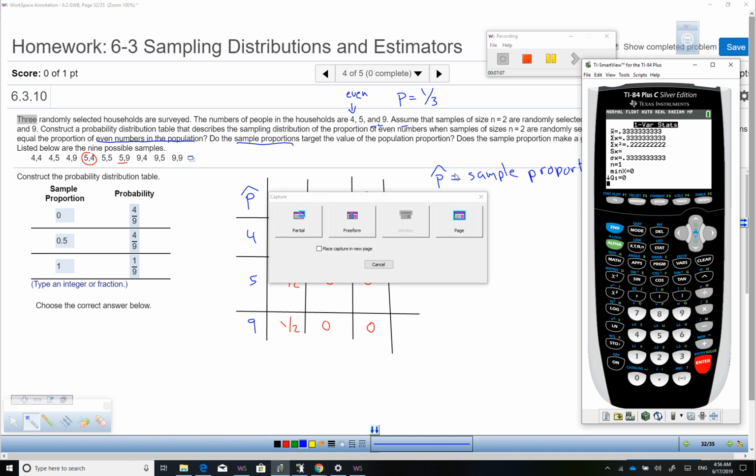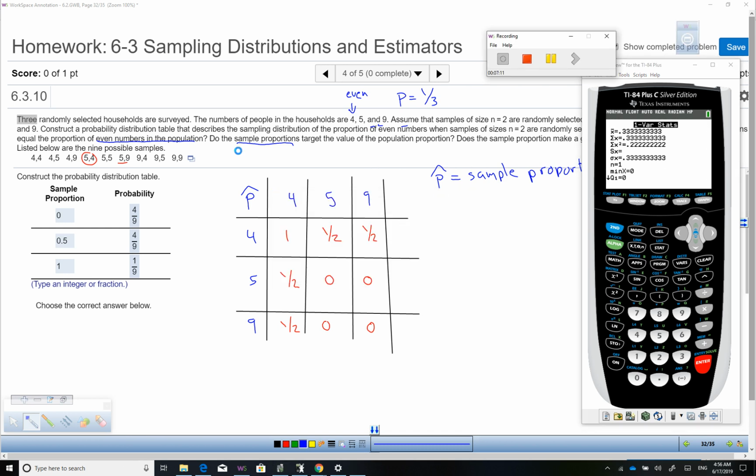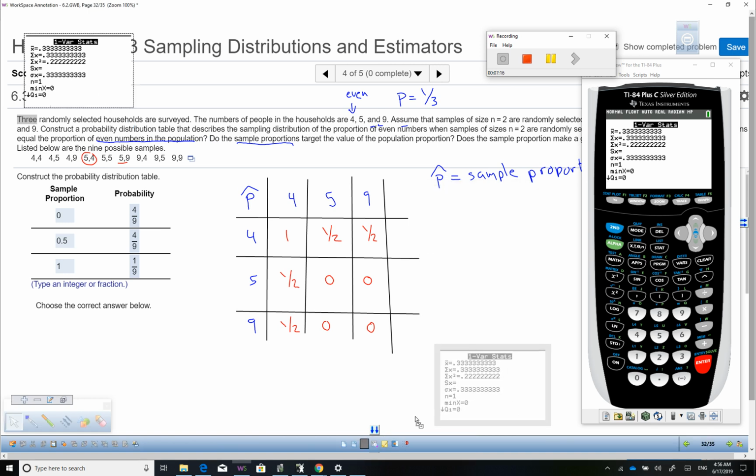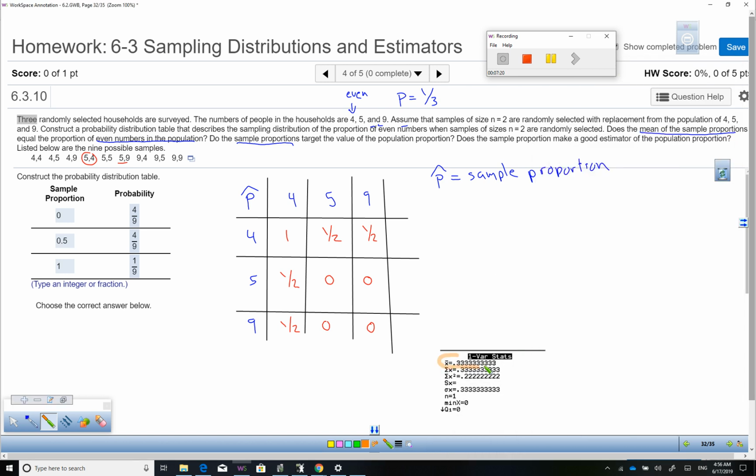Let me capture that screen from the calculator. Okay, I'll indicate that this part is the mean of sample proportions, that is for even numbers. The mean of sample proportions is 0.3333, which is equivalent to 1/3. And this is actually the proportion of even numbers in the population, right? So this is a good estimator of the proportion of even numbers in the population.